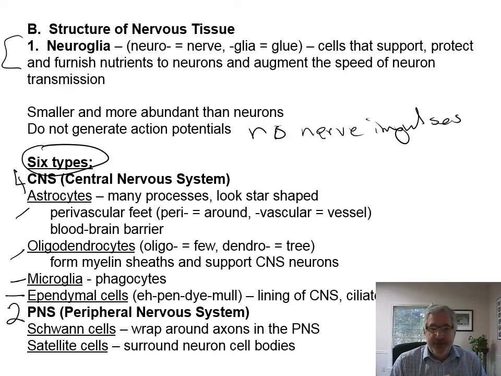The peripheral nervous system has 2 types of neuroglial cells. They have Schwann cells and they have satellite cells. The Schwann cells wrap around the axons of the neurons in the peripheral nervous system, and the satellite cells surround the neuron cell bodies. So the satellite cells help the neuron cell bodies, they help their environment, and the Schwann cells wrap around the axons and help increase the speed of nerve impulses.